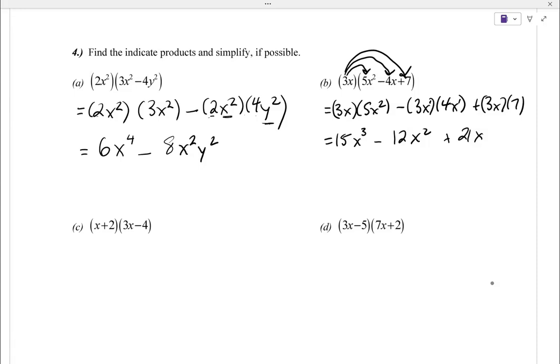No, because again, they're not like, right? To be a like term, I'd have to have exactly the same thing for the variable part, right? So when we have addition or subtraction, I can't put the x pieces together if they don't have the same exponents.